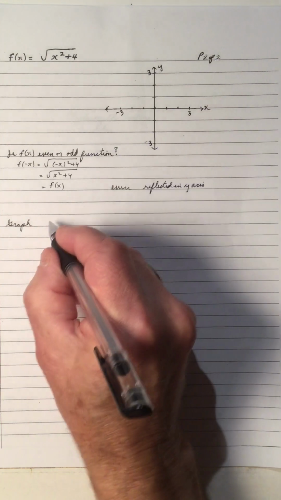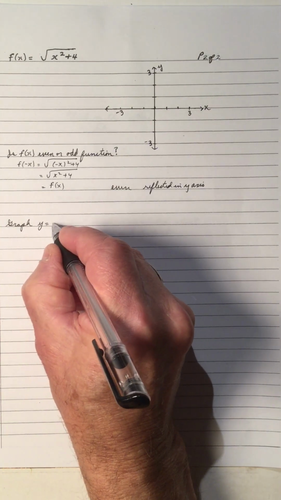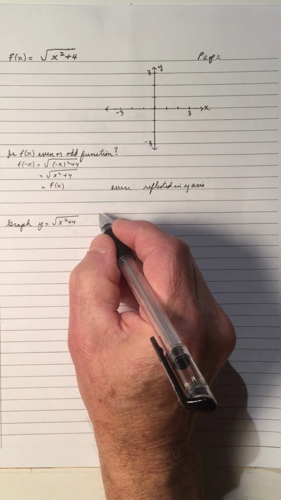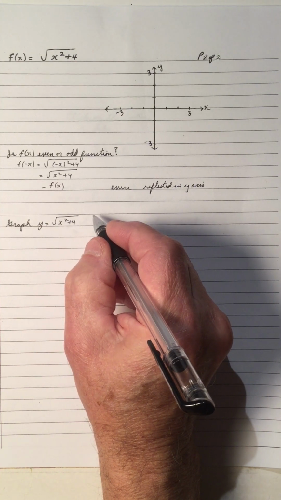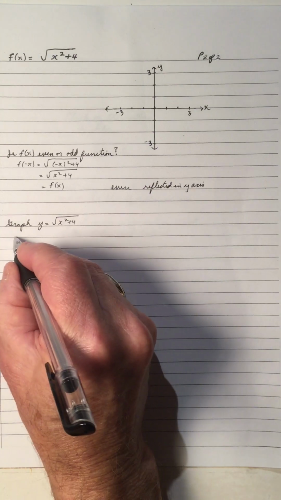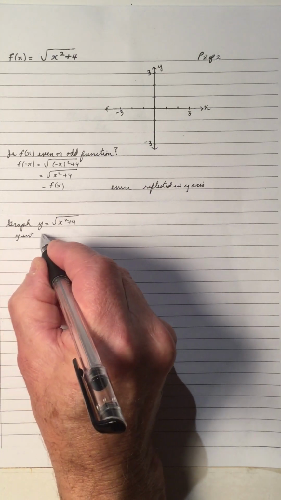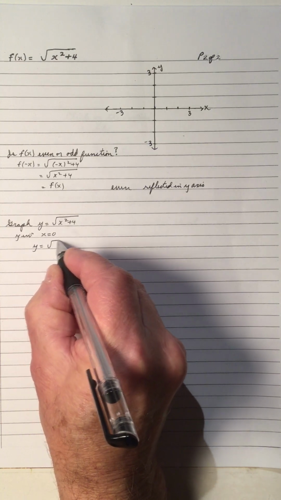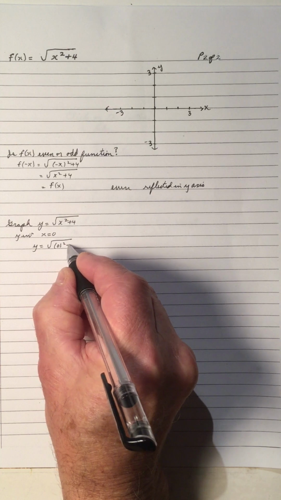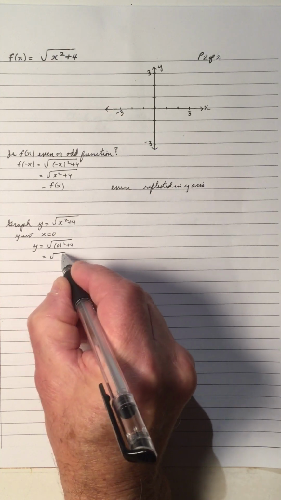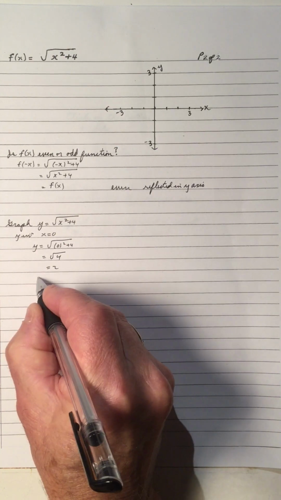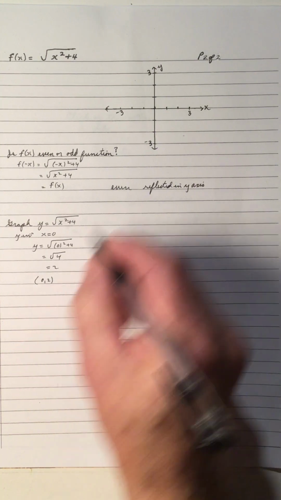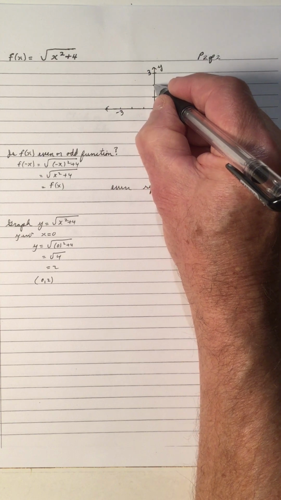So the equation is y equals the square root of x squared plus 4. So if we do the y-intercept, where x is equal to 0, y is equal to the square root of 0 squared plus 4, square root of 4, 2. So the y-intercept, x is 0 and y is 2.